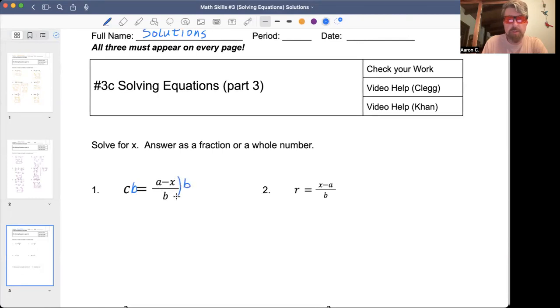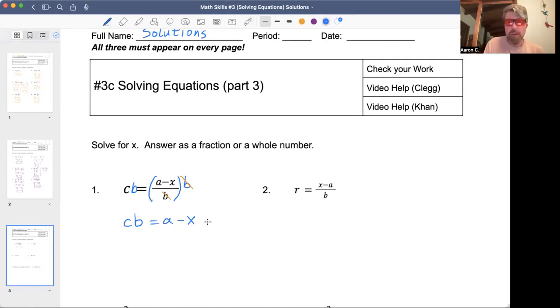Now let's put parentheses here just to make it really clear what we're doing. Remember, if something doesn't have a denominator, it really has a secret denominator of 1. So that just reminds me that this b is in the numerator. I don't really have to write that though. So I'm doing this, and so I have b over b is equal to 1, so it cancels out. And so on the left, I have cb. And then on the right, I have a minus x, because b over b is 1.